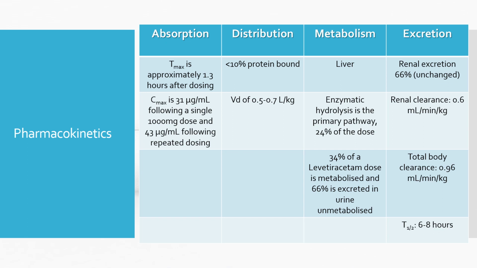Its metabolism is in the liver. Its enzymatic hydrolysis is the primary pathway, where 34% of the levetiracetam dose is metabolized, and 66% is excreted in the urine unmetabolized. For its excretion, as mentioned earlier, it's renal excretion, and 66% of it is unchanged or unmetabolized. Its renal clearance is 0.6 milliliters per minute per kilogram. Its total clearance is 0.96 milliliters per minute per kilogram, and it has a half-life of 6 to 8 hours.